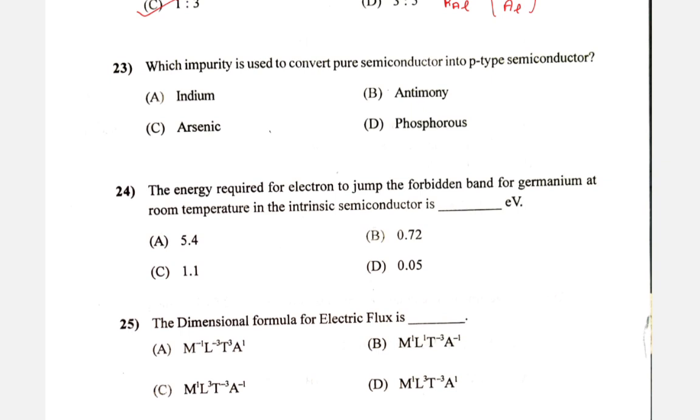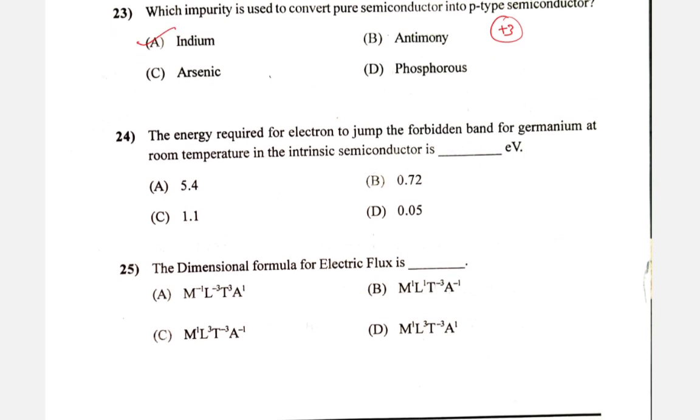Next question. Which impurity is used to convert pure silicon into a p-type semiconductor? For p-type we need plus 3, and we know that indium is plus 3. Next, the energy required for an electron to jump the forbidden gap for germanium at room temperature in an intrinsic semiconductor, meaning a pure semiconductor, is 0.72 electron volt.